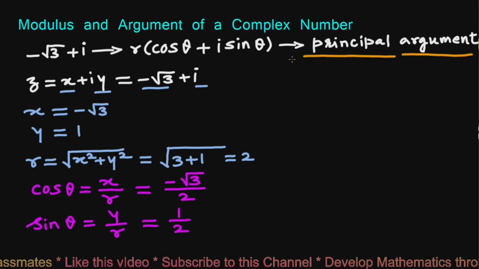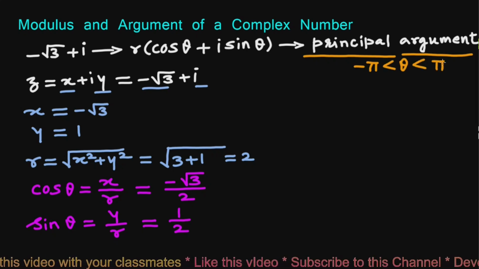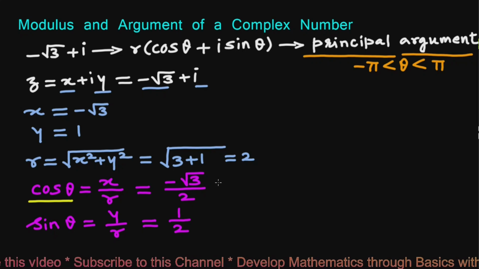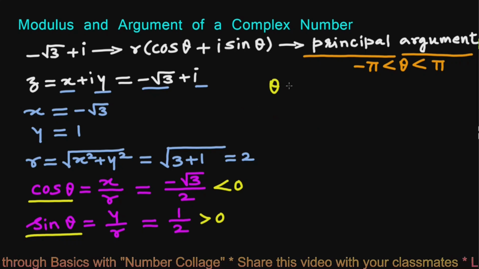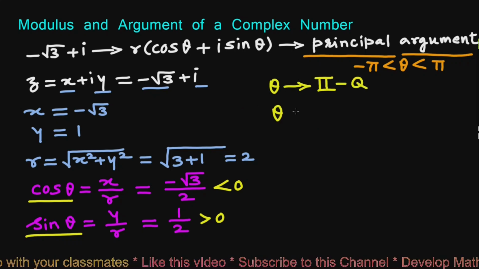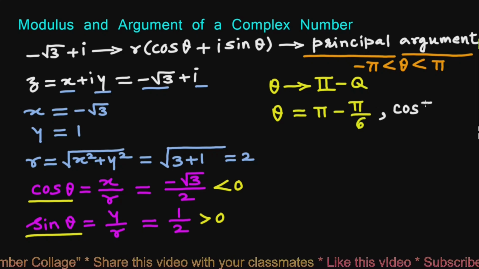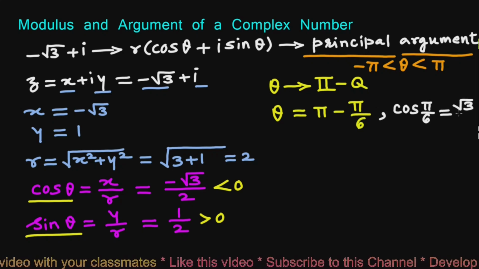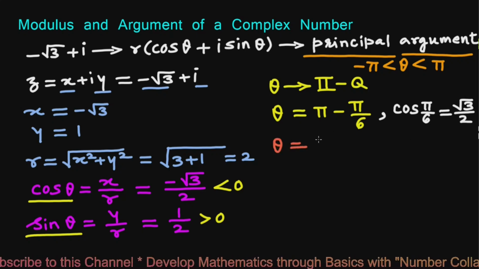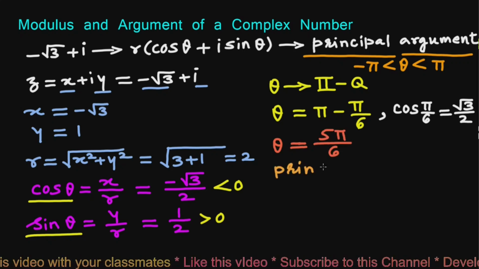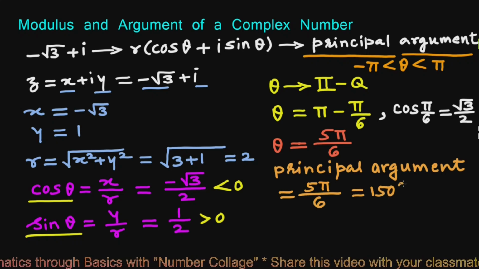Principal argument means that value of theta which lies between minus pi and plus pi. Now here cos theta is negative and sin theta is positive, which means theta lies in the second quadrant. So theta will be pi minus pi by 6, because cos pi by 6, that is cos 30, is root 3 by 2. So this gives us theta equals 6 pi minus pi by 6, 5 pi by 6. So the principal argument here is 5 pi by 6 or 150 degrees.